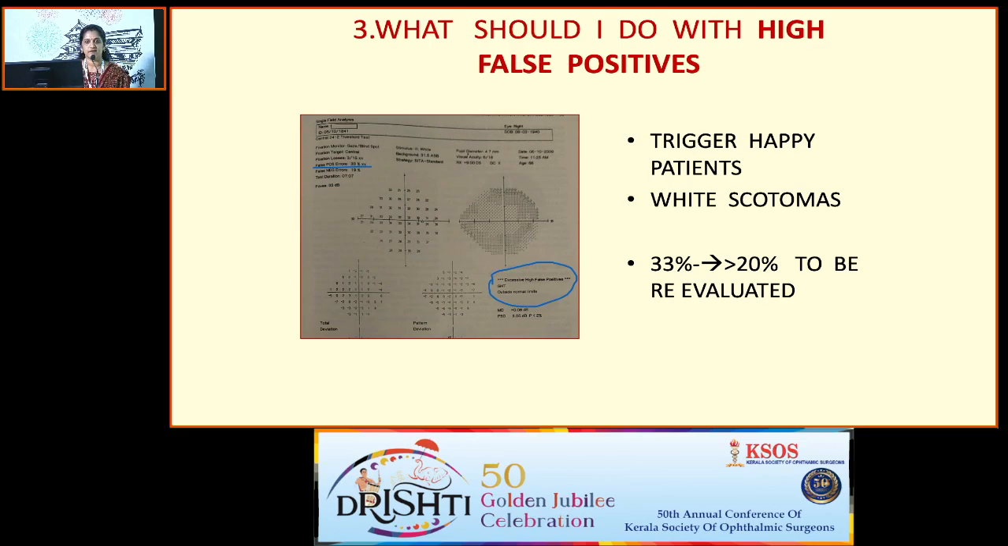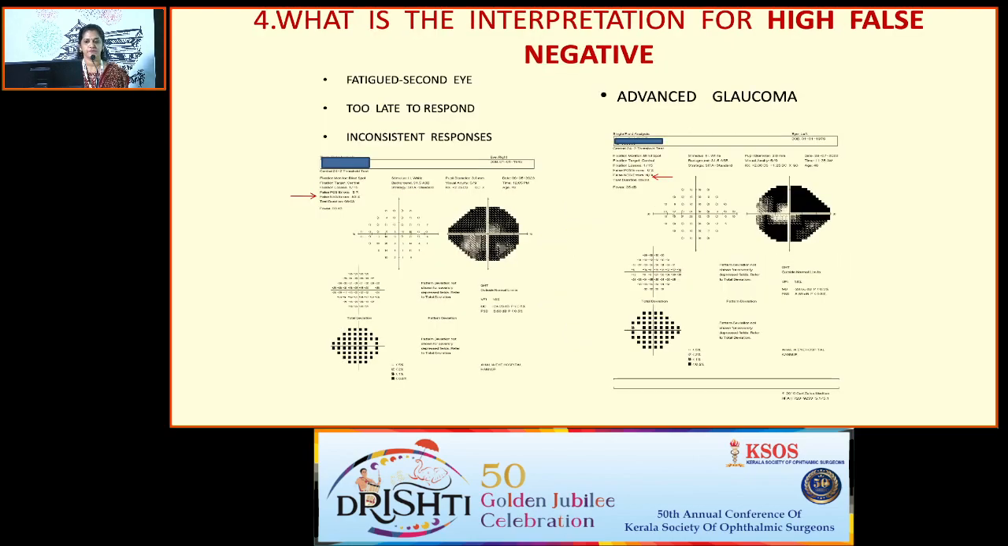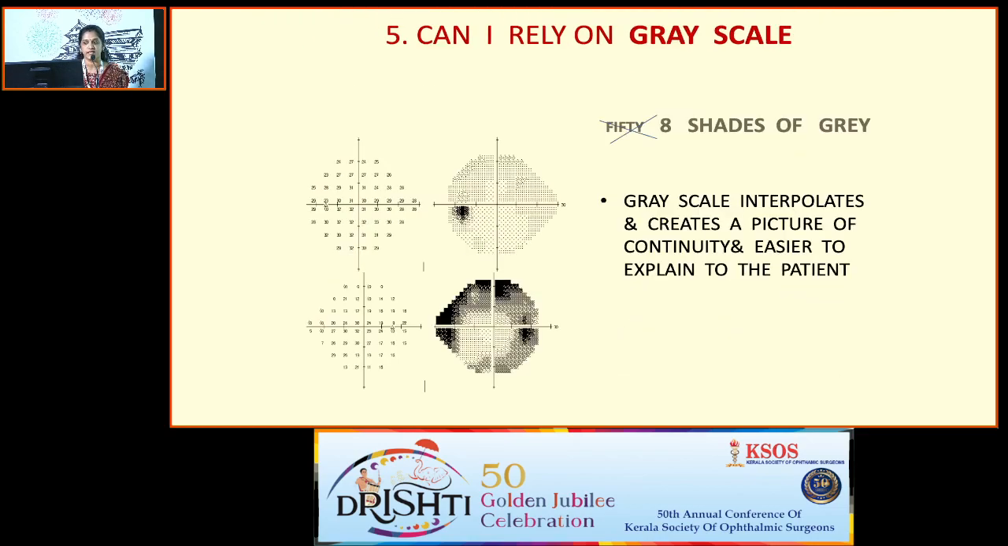The machine says 33% is okay, but it is always better to be cautious, and if the value is more than 20%, it needs to be reevaluated. False negatives can happen either due to a fatigued eye, inconsistent responses, or in advanced glaucoma.